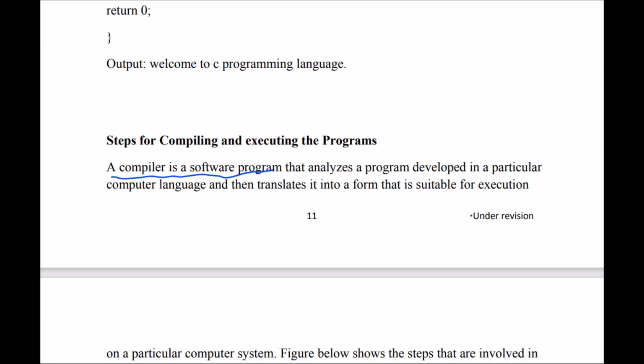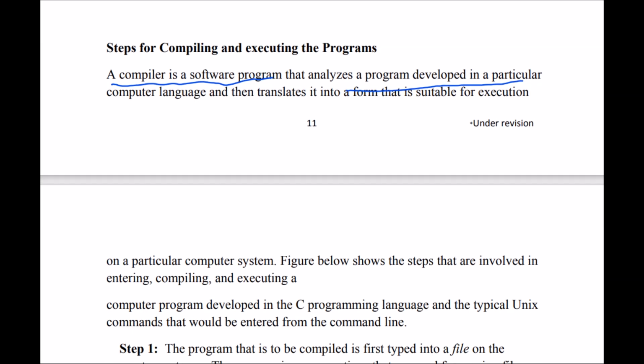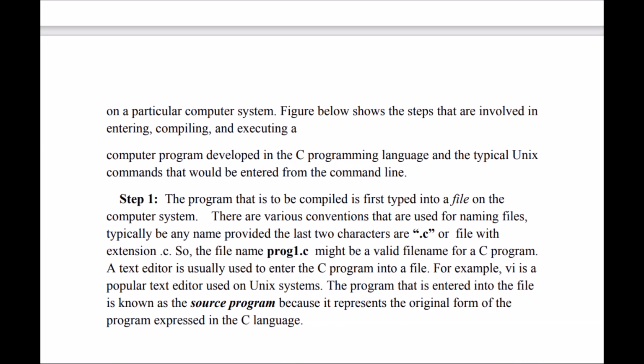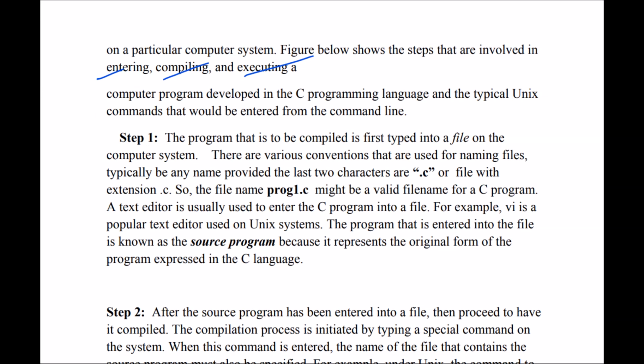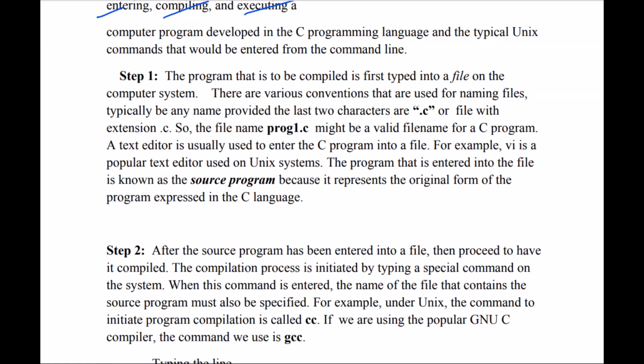A compiler is a software program that analyzes a program developed in a particular computer language and then translates it into the form that is suitable for execution on a particular computer system. The figure below shows the steps involved in entering, compiling, and executing a computer program developed in the C programming language, and the typical Unix command that would be entered from the command line.